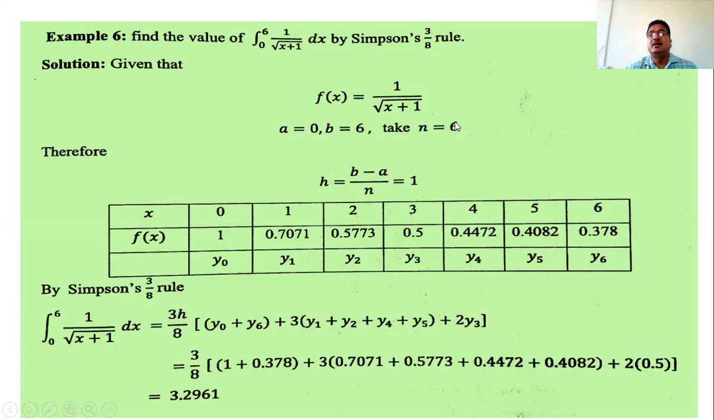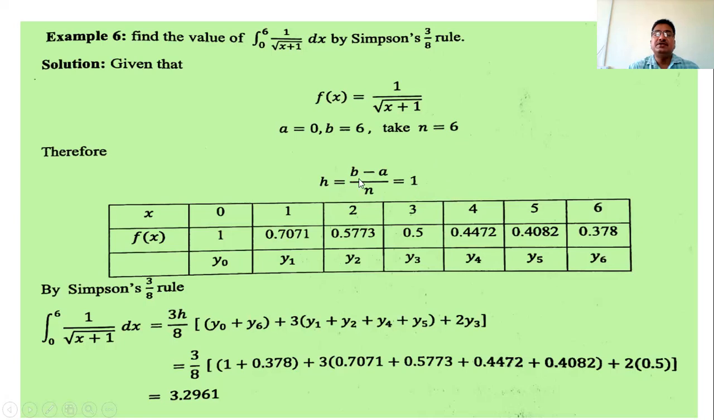Take n as 6 if you have to apply Simpson's 3/8 rule, or instead of n equal to 6, we can also try with 9. That is, the number of subintervals is 6, and therefore h is equal to b minus a by n, that is 6 minus 0 by 6, which is 1. So take n such that h may be an integer. If it is possible, take n in such a way that h is an integer, and not a fractional number.